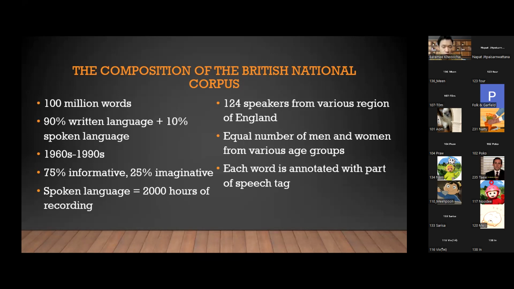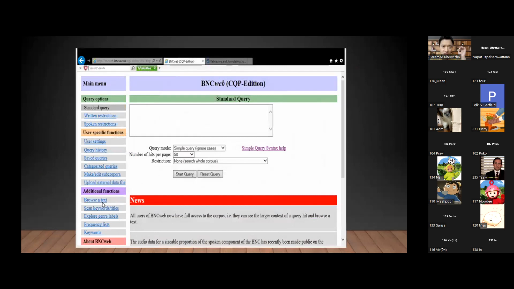Furthermore, each word is annotated with part of speech tags. In each word, we have a tag which tells what part of speech it is. For example, that would be an article. The word cat is a noun. The word go is a lexical verb. And this is the interface of the British National Corpus.